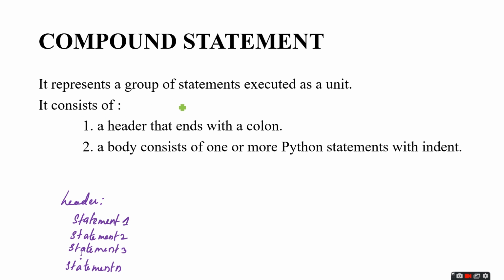Next, compound statement. Compound statement means a group of statements executed as a unit. For example, there are certain codes here, and I want to execute them together. That is known as a compound statement. The set of statements that we are executing together as a unit is known as a compound statement. And it will have a header with a colon. After that, the set of statements will be there. In this chapter, we will learn more about the compound statement.